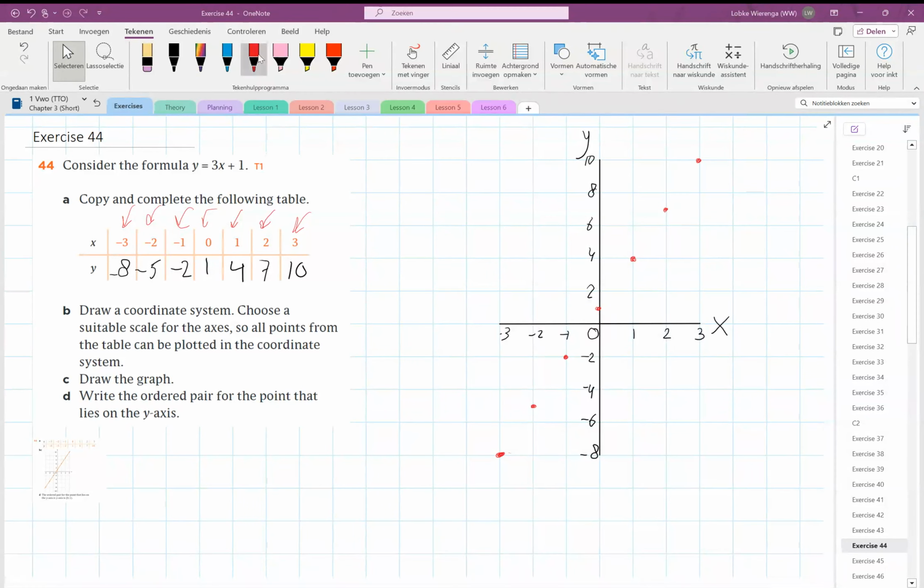So then we can draw the graph, which is a line. And this line passes through all the points. So you draw your line. And this is the graph for exercise C. Okay, last question. We need to write down the ordered pair, so an x and a y. For the point that lies on the y-axis, well, that's this point over here. And this one is 0 on the x and 1 on the y, just like we said in our table over there.